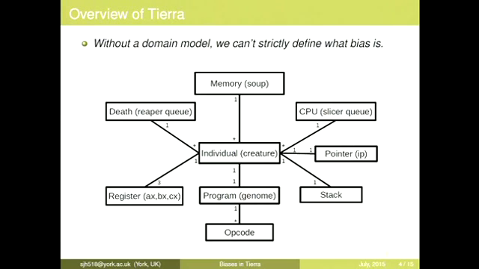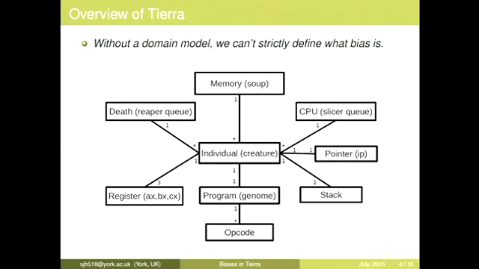It takes CPU time from a queue called the slicer. It has pointers, which tells it where it is in the program, and it has a stack, which allows it to store bunches of information. The individual also has a genome, which is basically the program that executes when the CPU gives it processing time. And the program is made up of a series of opcodes. These are tiny little computational instructions. And one of the key breakthroughs of Tierra was how this system worked and how the opcodes were designed so that you could never crash the universe.